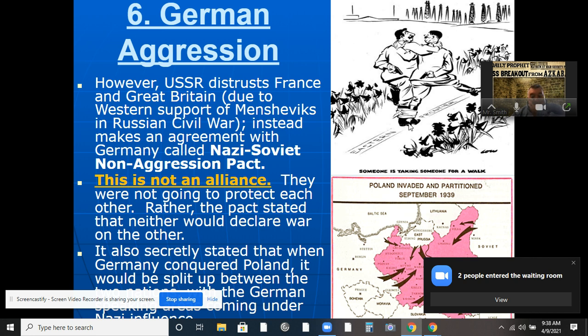There's this agreement made between the Nazis and the Soviets not to attack each other. It's called the Nazi-Soviet Non-Aggression Pact. But you see, there's not a lot of trust. How do we know?